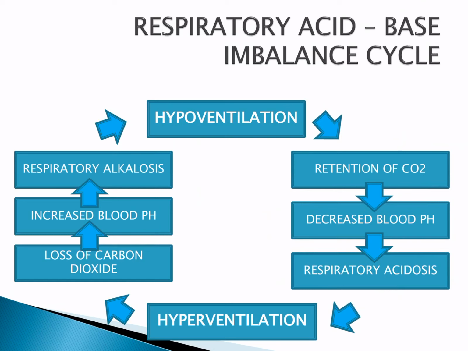And if the body detects that the patient is experiencing respiratory alkalosis, it would try to balance your pH level by way of hypoventilating. And the cycle goes on and on until the body restores its acid-base balance. So remember that one. That's the respiratory acid-base imbalance cycle.